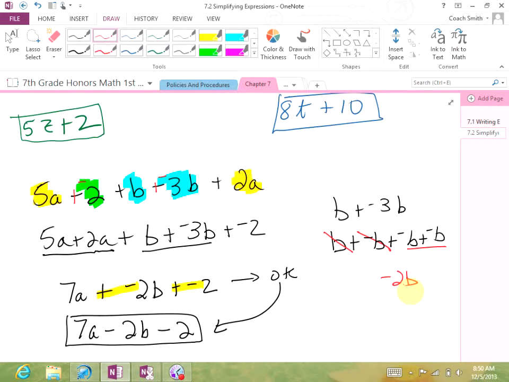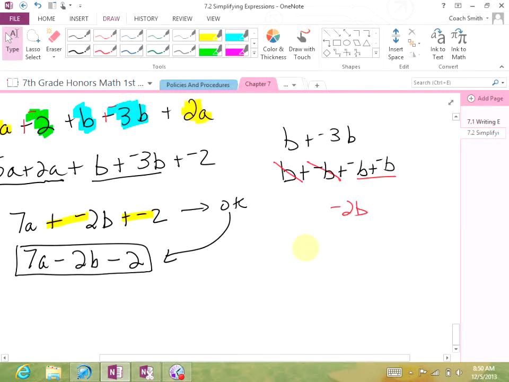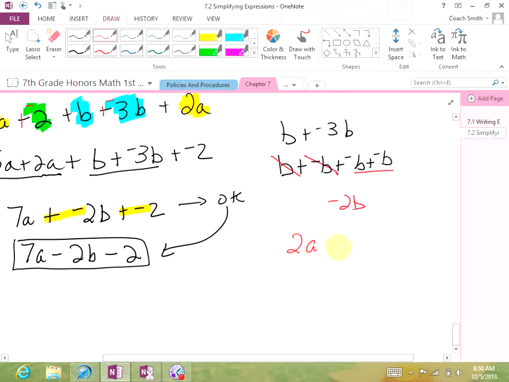Just like 2a and 5a. Okay, if we look at that one again, if we have 2a plus 5a, what that is a plus a plus a, and so I have 1, 2, 3, 4, 5, 6, 7, and that's how we get the 7a.